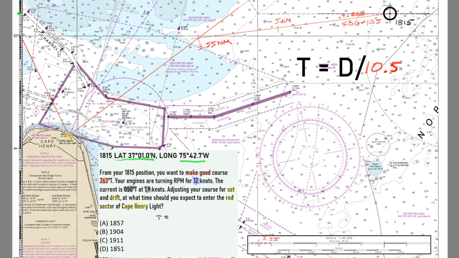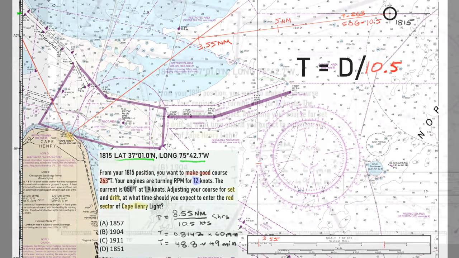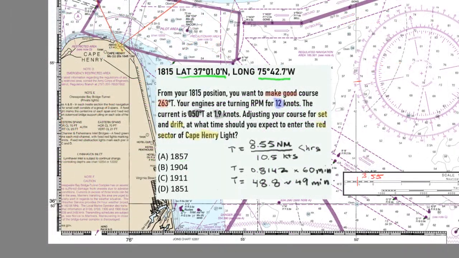So time is going to equal 8.55 nautical miles divided by our speed of 10.5 knots. We're going to get 0.8142. And remember that's hours, so we have to multiply by 60 to get t in minutes, time in minutes. 0.8142 times 60, we get 48.8. I'm going to round that up to 49 minutes even. 49 minutes of elapsed time.